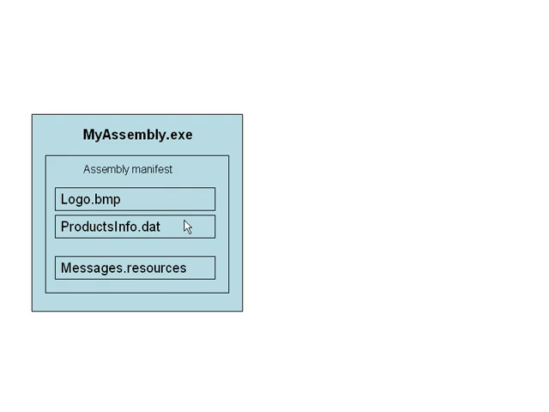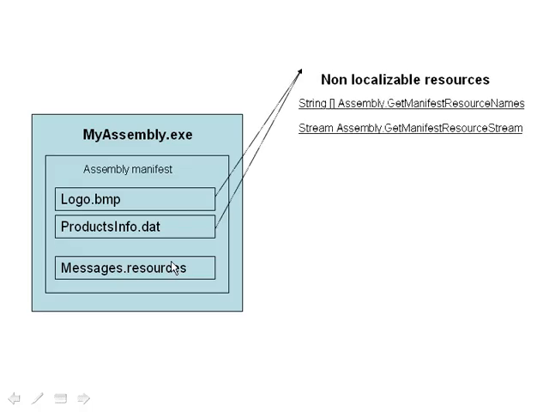There are two types of resources: non-localizable resources like logo.bmp and products.dat in this example, and they are language neutral. The other type is localizable resources, where the application can have a copy for each culture. In this example, messages.resources. To enumerate all of the resources in the assembly, you can use assembly.GetManifestResourceNames, which will return, in this case, logo.bmp, products.dat, and messages.resources. And to get a specific resource, you can use assembly.GetManifestResourceStream using the resource name.